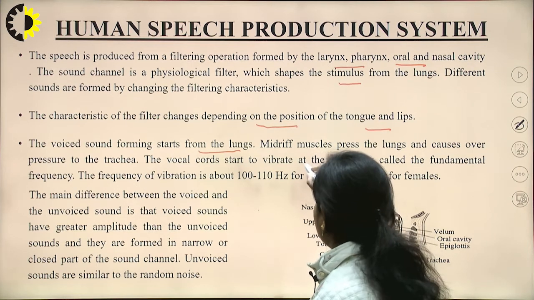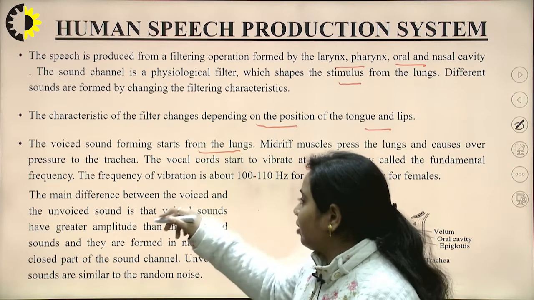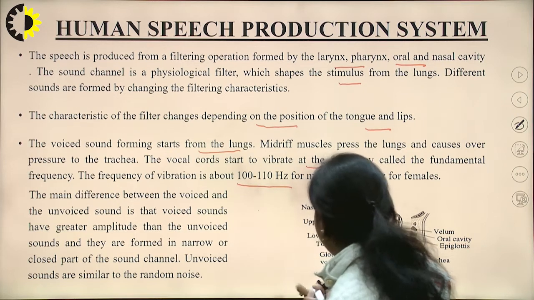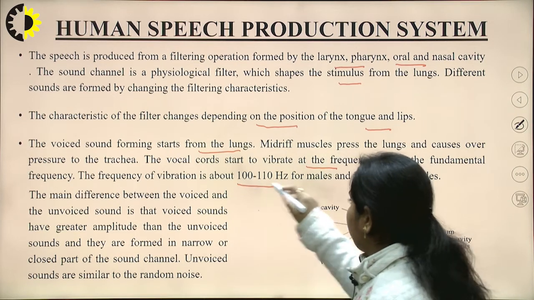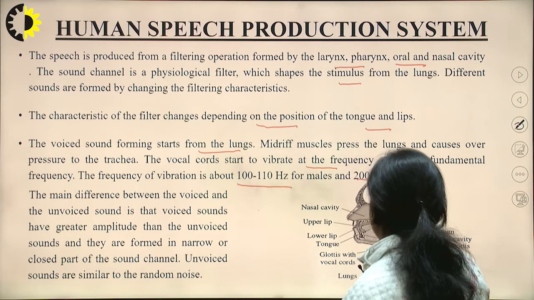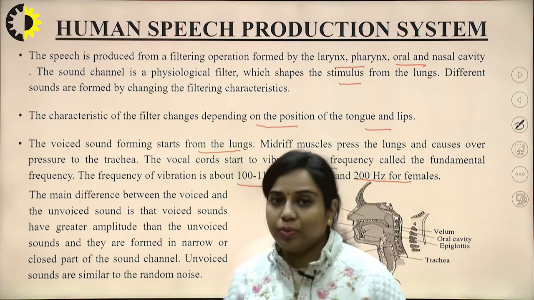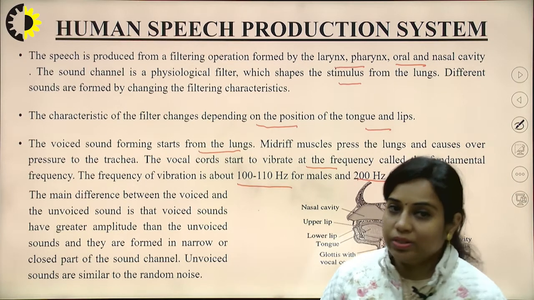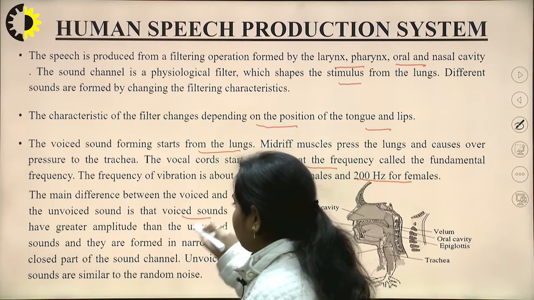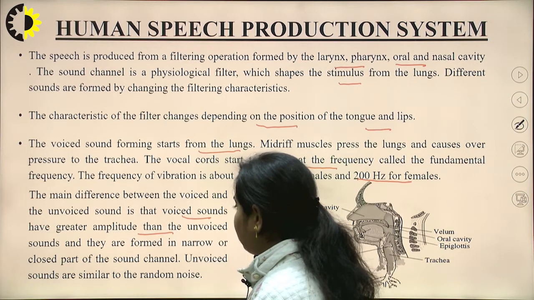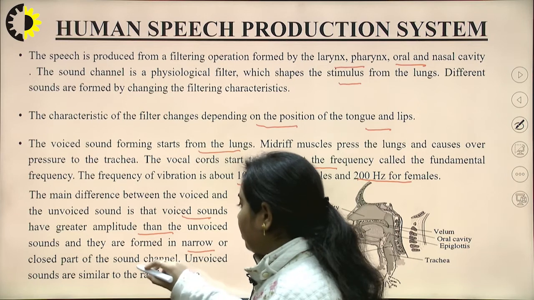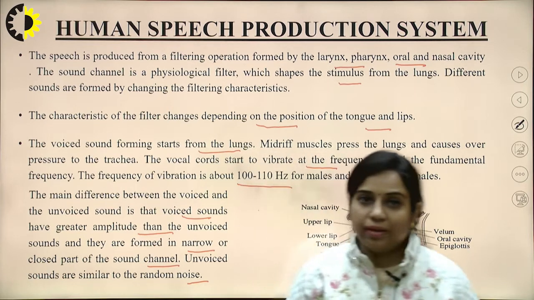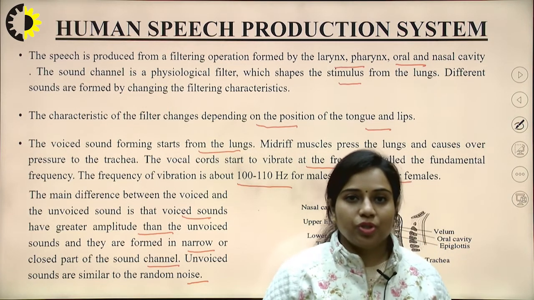Now the vocal cord starts to vibrate at a frequency that is called the fundamental frequency. The frequency of vibration varies. For male it will be from 100 to 110 hertz, and for female voice it will be 200 hertz. So this is the frequency of vibration of the vocal cords. The main difference between voiced and unvoiced data is that voiced sounds have a greater amplitude than unvoiced sounds, and they are formed in a narrow and closed part of the sound channel. Unvoiced sounds are similar to random noise. So this is the human speech production system.